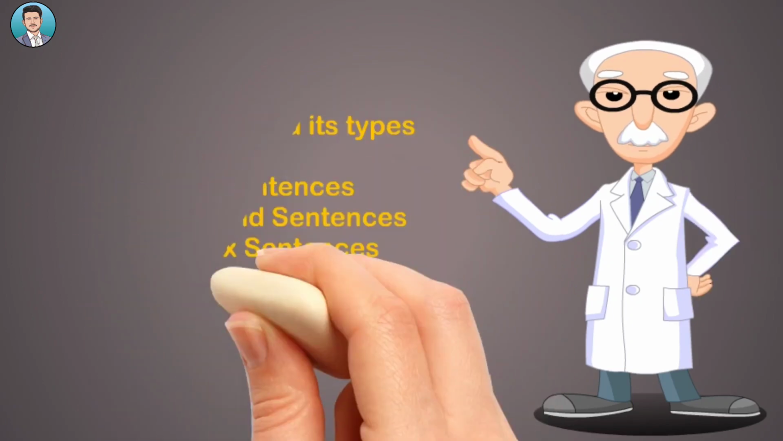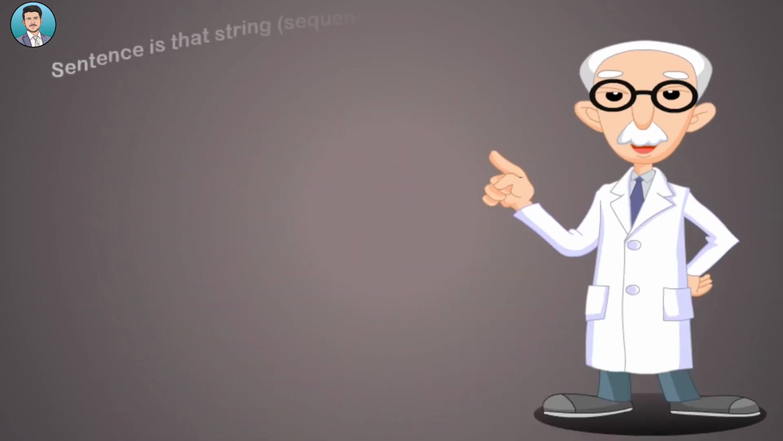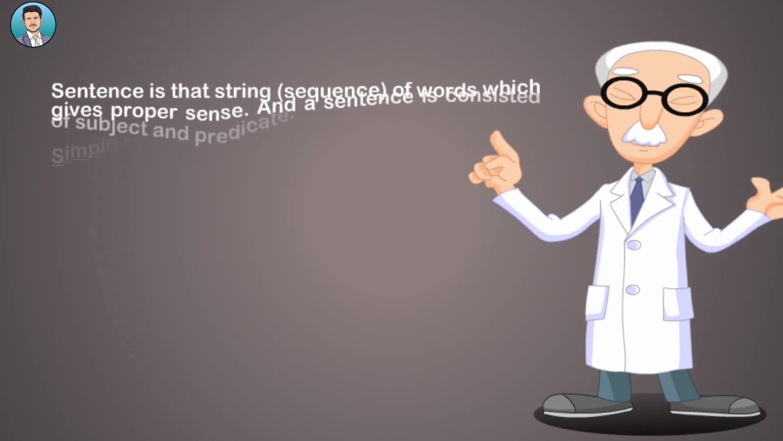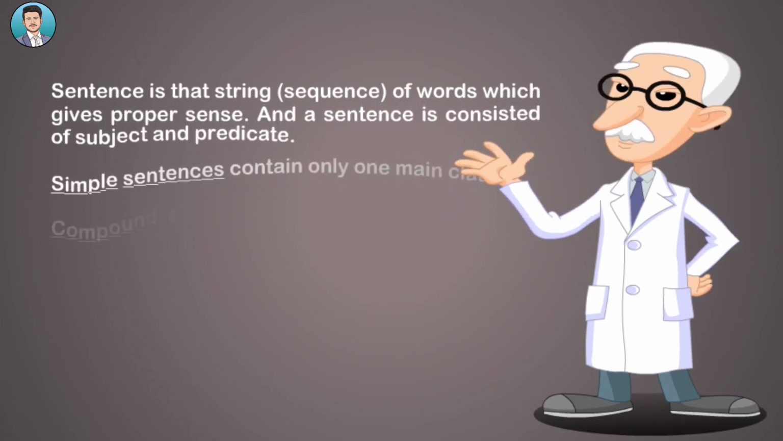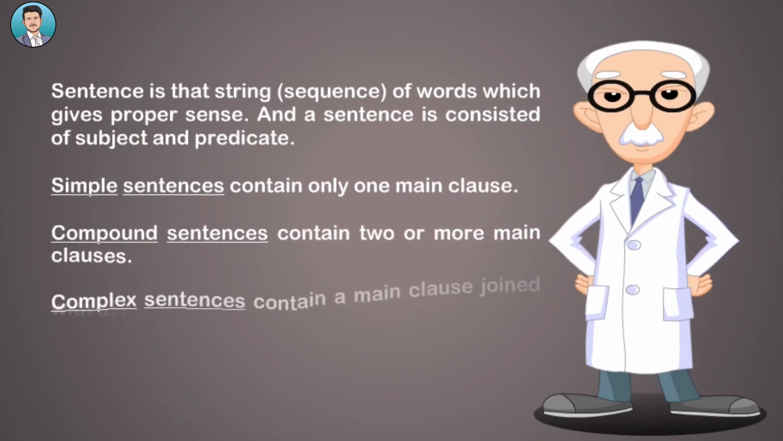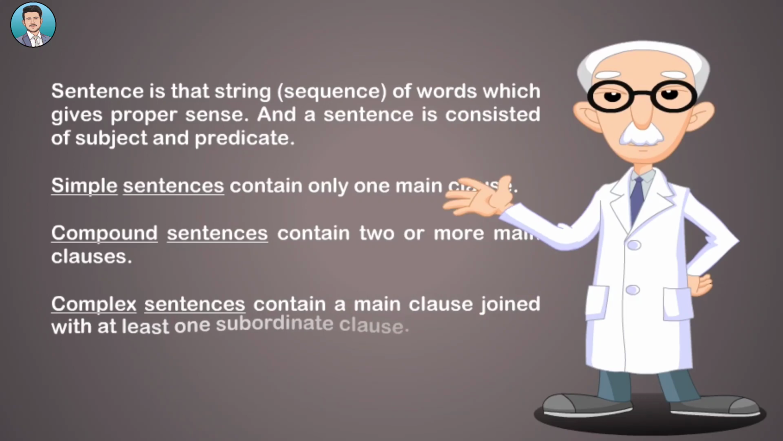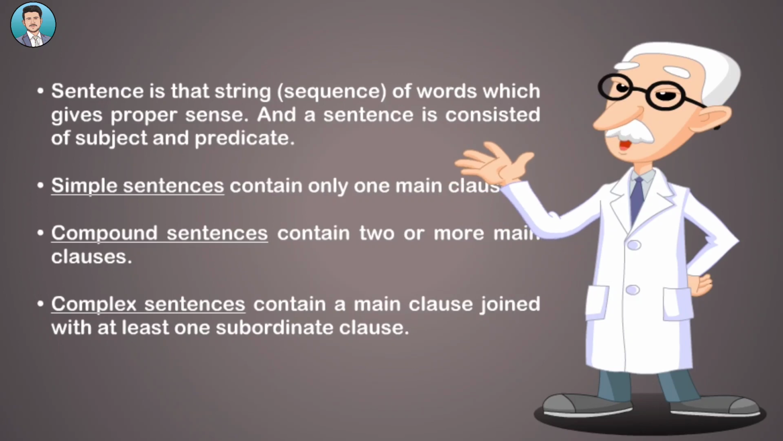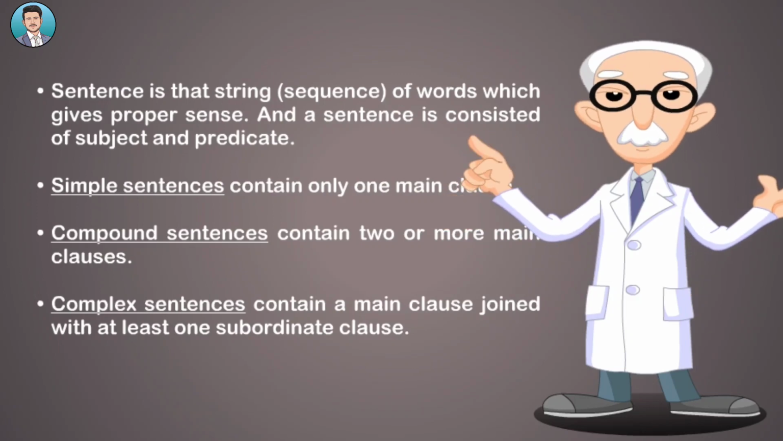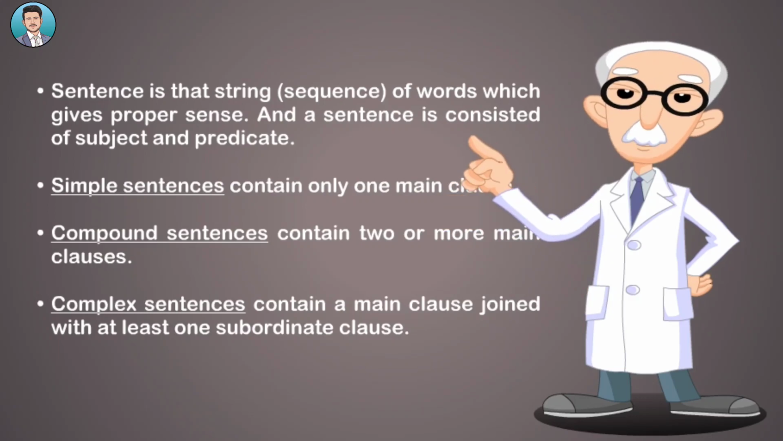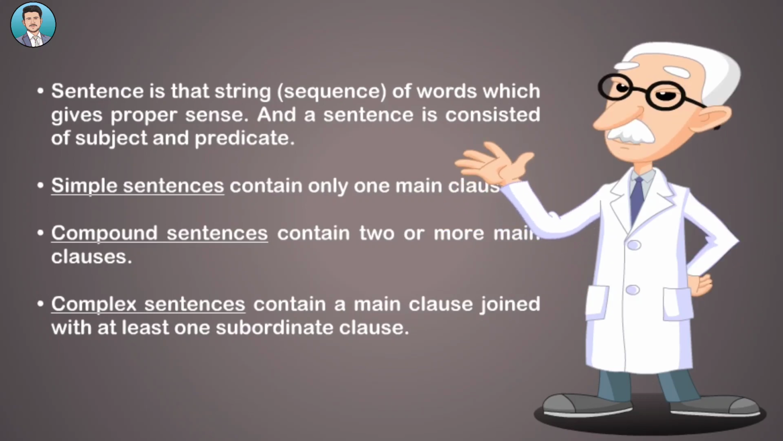As we've already discussed in our previous videos, a sentence is a string or sequence of words that gives us proper sense. And a sentence must carry at least one subject and one predicate. But yes, it can also carry more than one subject and more than one predicate. If you wonder what a subject and a predicate are, at the end screen you will find a playlist on English grammar. If you go through that playlist, you will find all the related lectures, including the ones on clauses and on sentence parts, subjects and predicates.